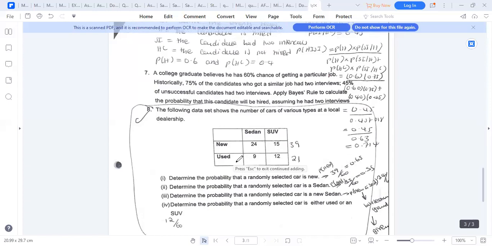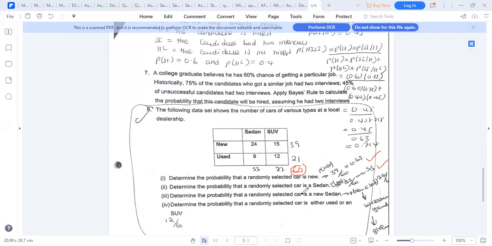So we can also do the same here. Sedan, SUV, we get the total. This total here is 27. Then we go here, this total and that total, and the total we get is 60. So they ask us what is the probability that the car is new? New is 39 out of 60, which is 0.65. What is the probability that it's a sedan? You go to the sedan total, it's 33 out of 60, which is 0.55.